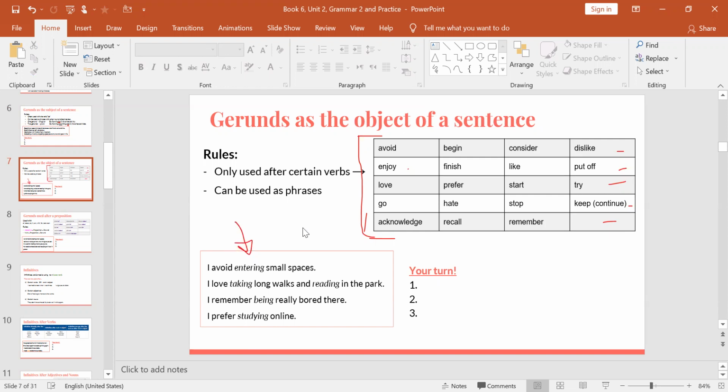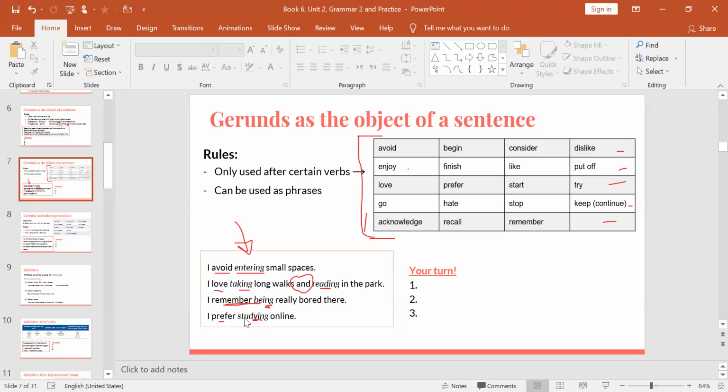I avoid entering small spaces. I love taking long walks and reading in the park. Next sentence, I remember being really bored there. Next sentence, I prefer studying online. Okay, so as you can see, the construction is avoid, and then afterwards you have entering. This is the gerund. Love, and then afterwards you have the gerund, two gerunds actually being conjoined with the conjunction and. I remember being, gerund. I prefer studying.